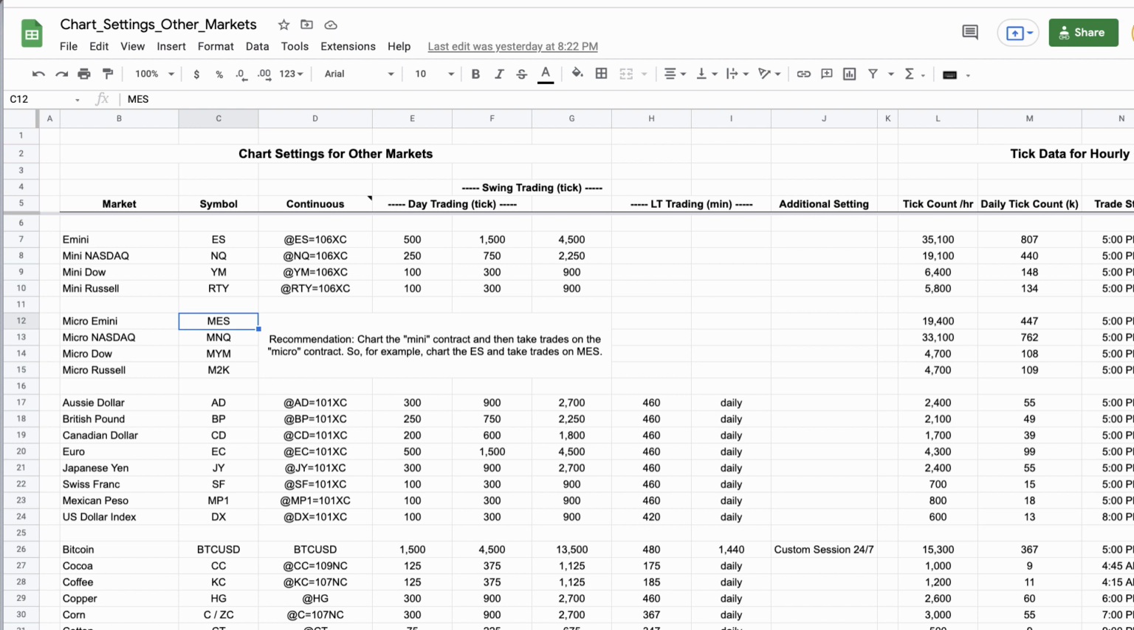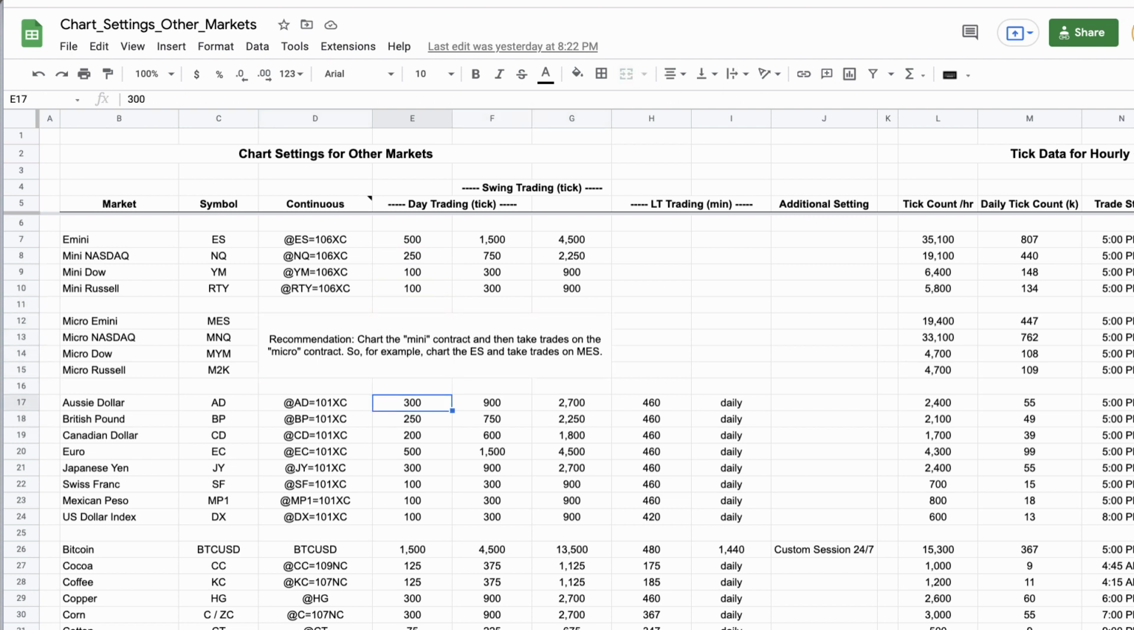There's so much arbitrage happening between the larger E-mini contract and the micro E-mini contract that they're pretty much trading absolutely in sync. But you should chart the larger, more liquid market in order to generate your signals. They'll be more accurate then, and then take your trades if you're trading the micro E-mini, the MES contract.